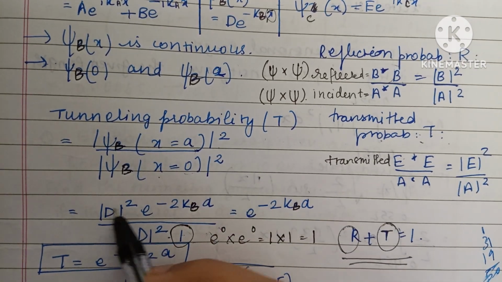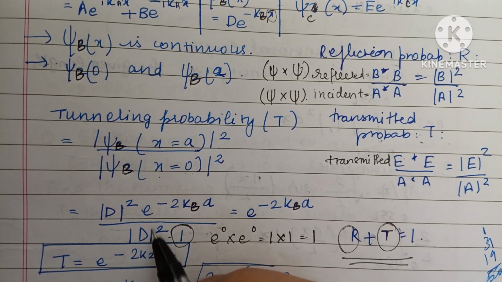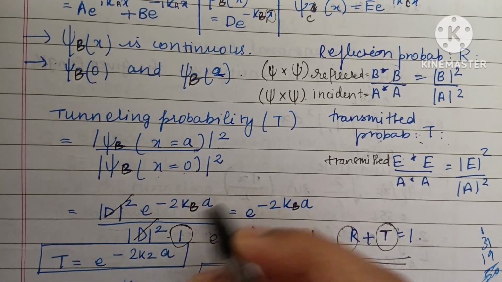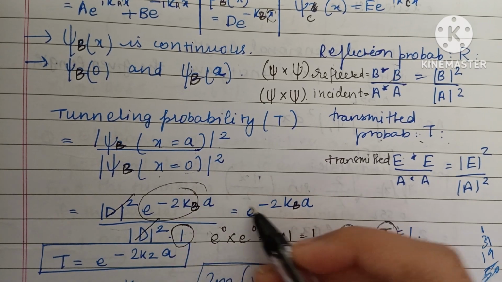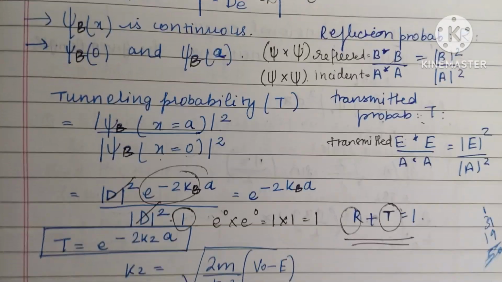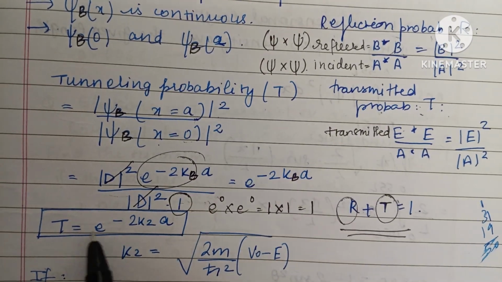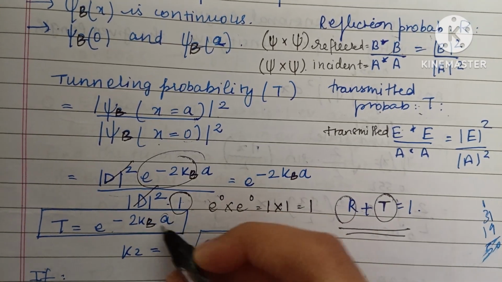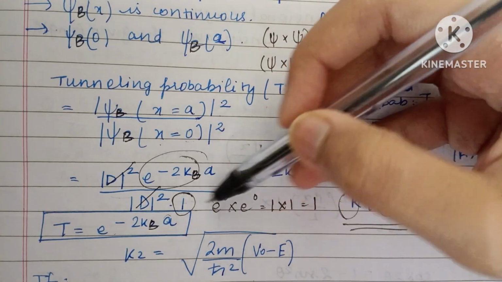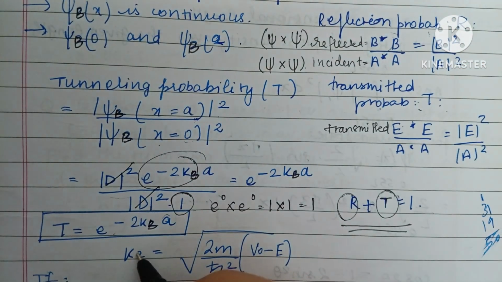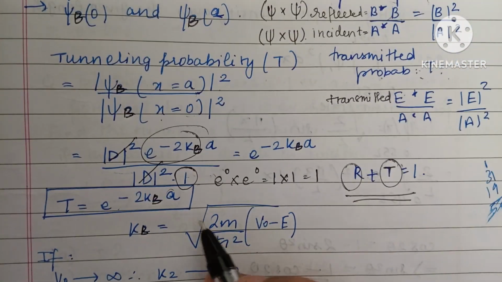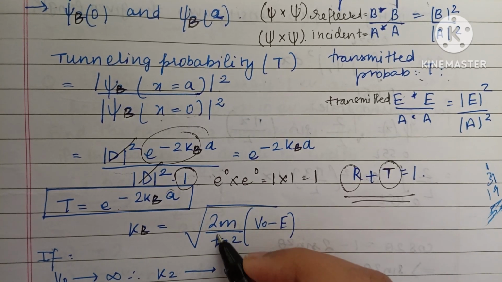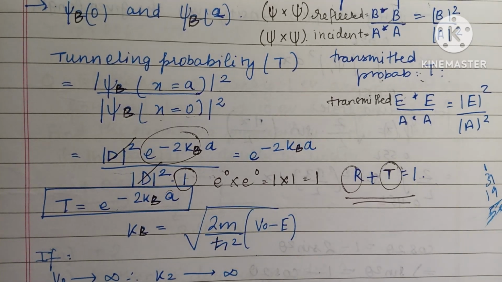And in the end, we get mod of D square by mod of D square, which cancels off, and this will be the final result. So the tunneling probability is equal to e power minus 2 k b into a, where a is the length, and k b is equal to root over 2m by h bar square into V naught minus E.